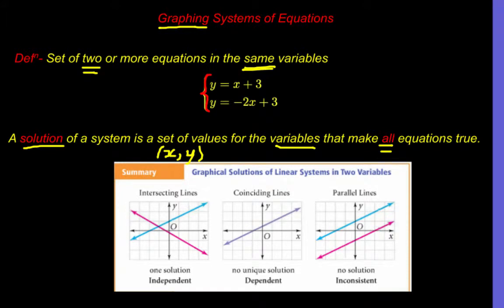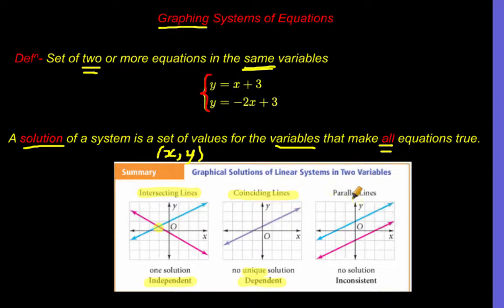There are three things that can happen when we talk about linear systems with two equations. One is that you can have intersecting lines. When we have two or more lines that intersect, we say that's an independent system, and there's one unique solution. So there's one ordered pair here that satisfies all the equations of my system. The second type is called coinciding, which tells us that all the equations are the exact same. When we have coinciding lines, we call that a dependent system, and there's no unique solution because there are infinitely many solutions.